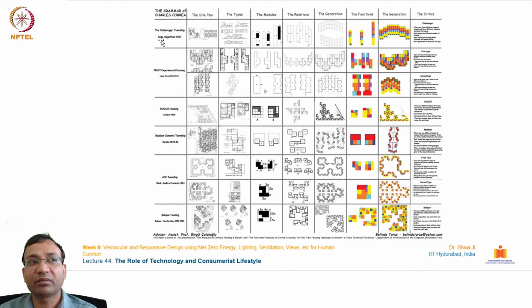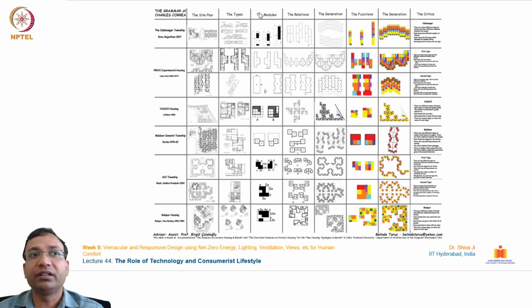You can see starting from the HUDCO housing plan. It has the Malabar Cement township, several ACC townships. So how he has handled the site plan for the planning of housing and row housing. Okay, so this is given over here, the kinds of types he has used in his designs in these projects. So how the habitations are detailed over here. You can see the very famous Belapur housing at the bottom.